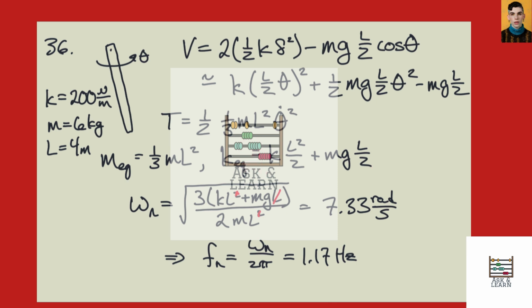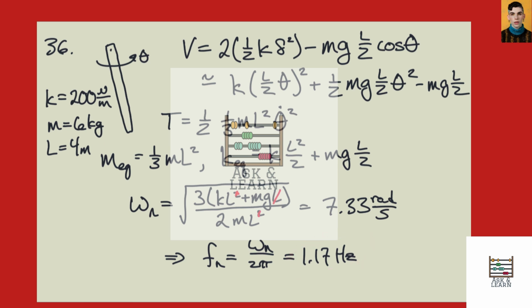right? So our natural frequency is the square root of this divided by this. An L will cancel out, and we get 3 times (kL plus mg) all over 2mL, and we're given values for all of those things, and omega n is then 7.33 radians per second, and in terms of hertz, you just need to divide by 2 pi, and that's 1.17 hertz.